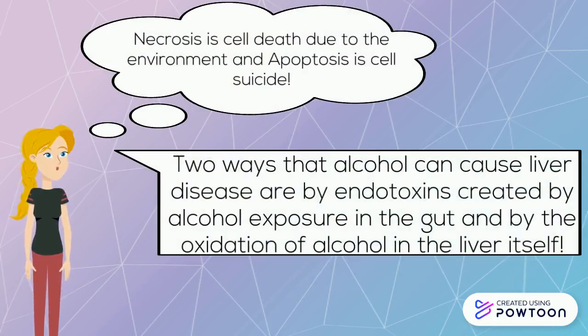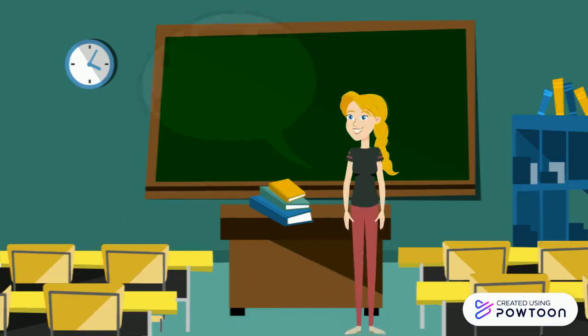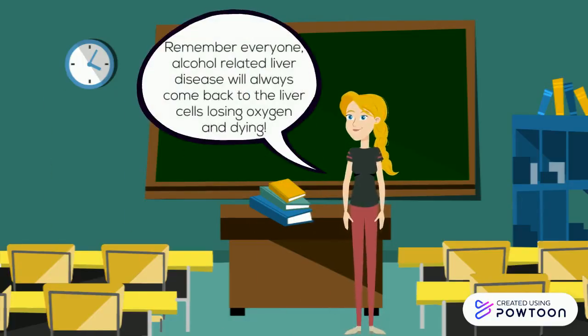Two ways that alcohol can cause liver disease are by endotoxins created by alcohol exposure in the gut and by the oxidation of alcohol in the liver itself. Remember everyone, alcohol-related liver disease will always come back to the liver cells losing oxygen and dying.